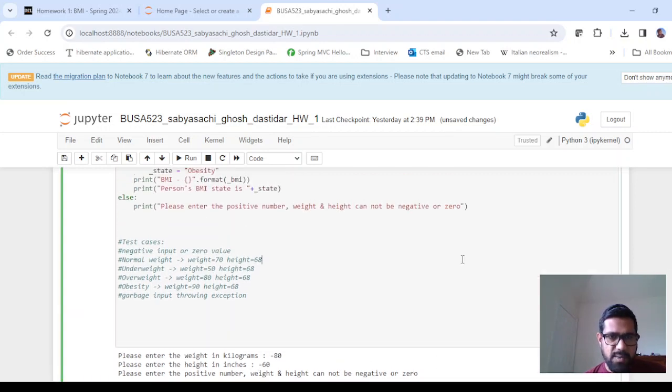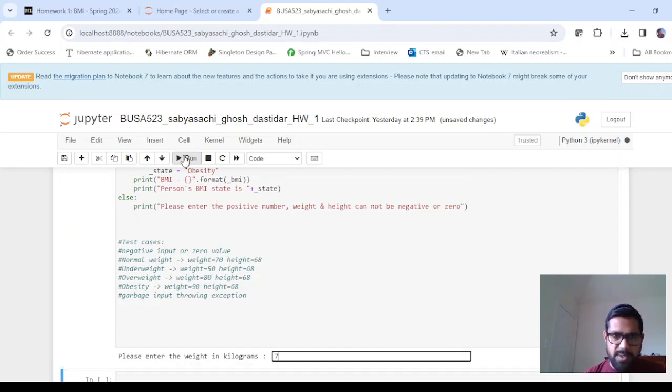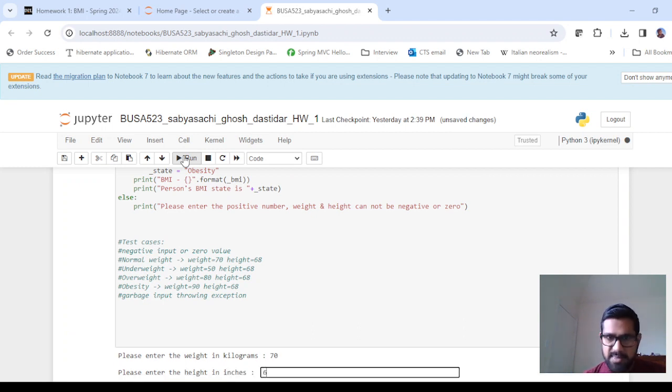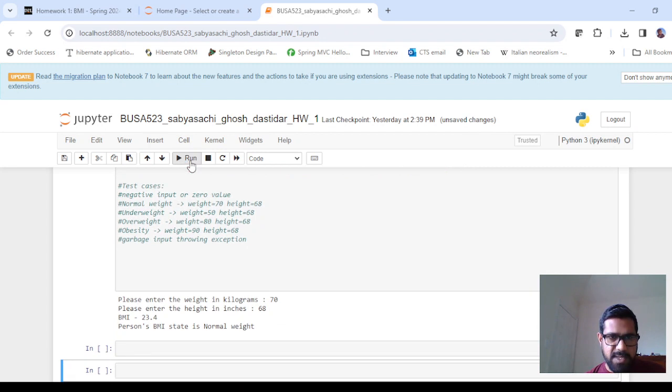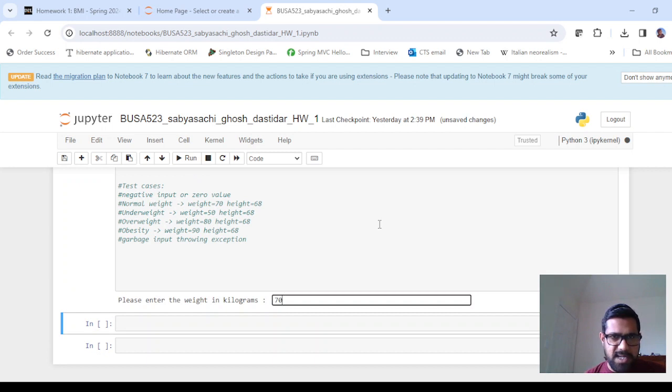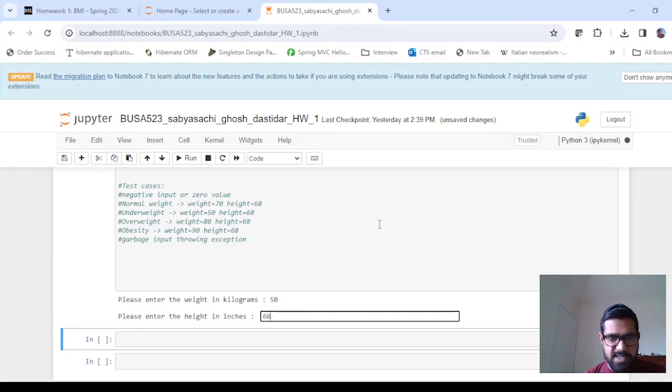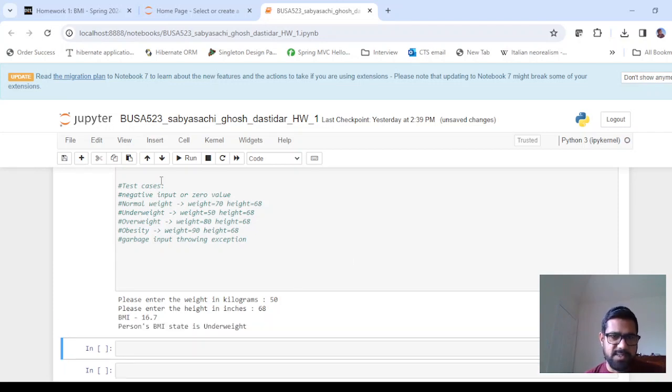So fine, now I'll take the normal weight scenario. Weight will be 70 and inches will be 68, that is around 5 feet 8 inches, and it will be a normal weight. Same, I'm going to run the next scenario, where I'm considering 50 and height is 68. Yeah, so this is going to be an underweight scenario, which is 16.7.